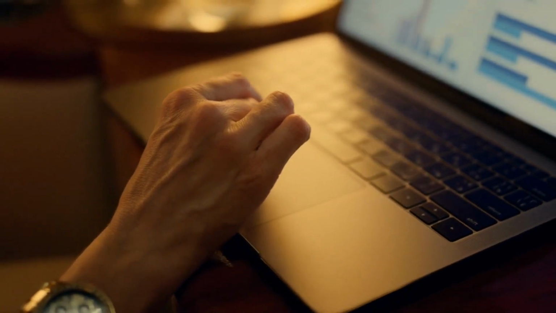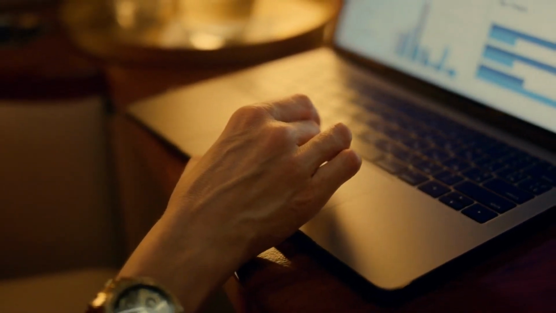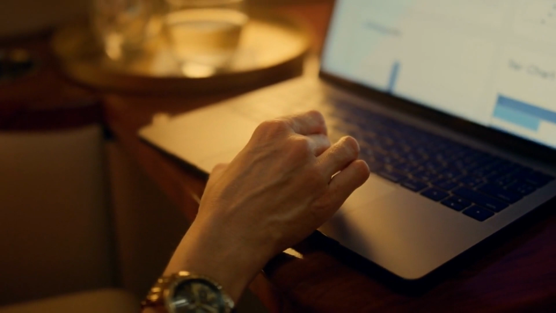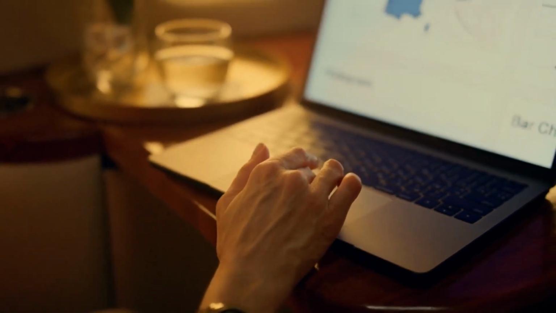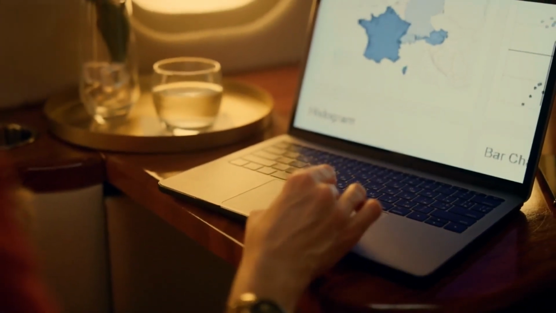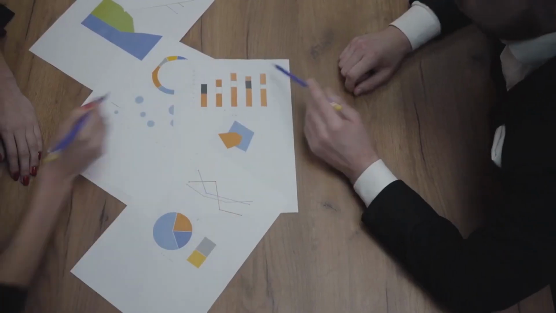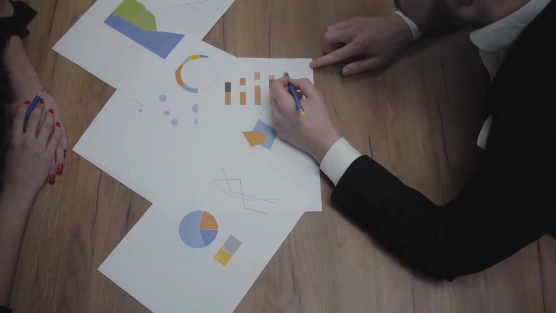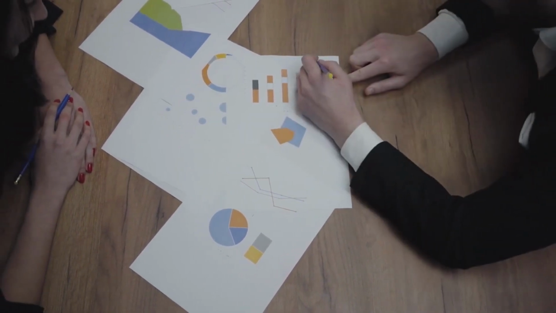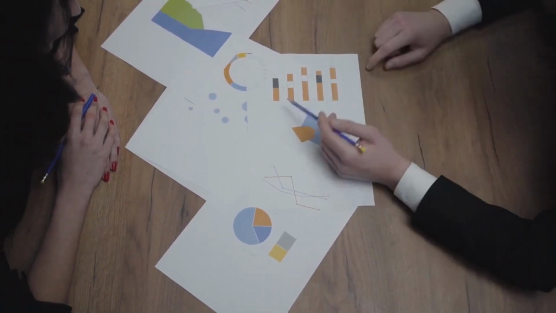Monitor and analyze sales metrics. Track and analyze key sales metrics, such as conversion rates, average order value, customer acquisition cost, and customer lifetime value. This data will help you identify trends, measure the effectiveness of your sales strategies, and make data-driven decisions.